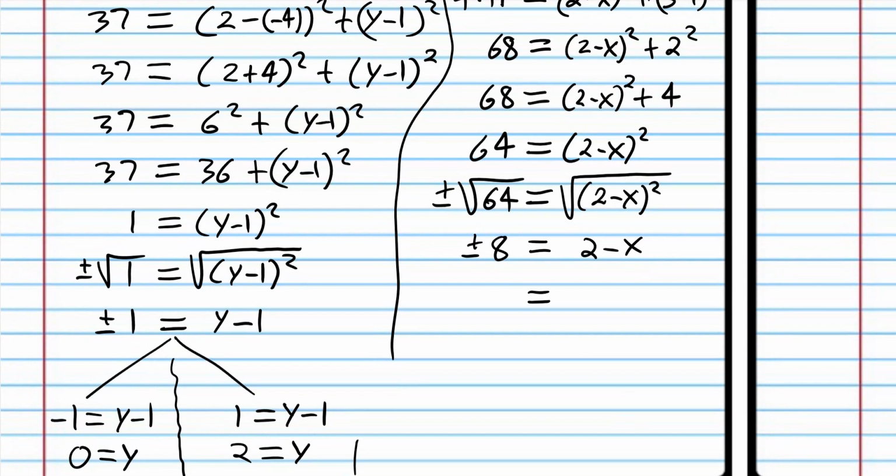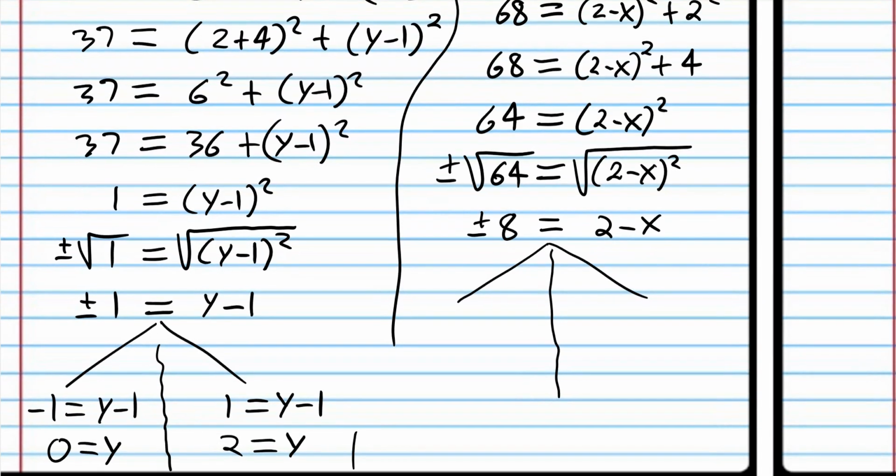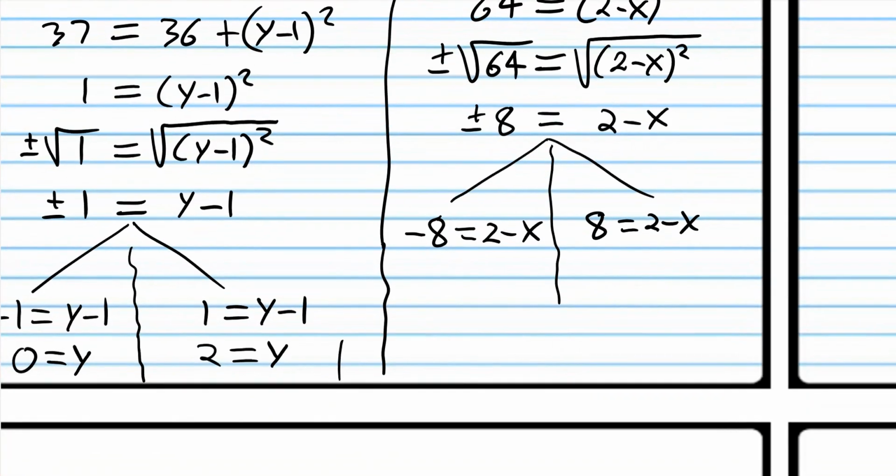And now we're going to break it up into two equations, because it can be positive 8 or negative 8. So if it's positive 8, we have 8 equals 2 minus x. And if it's negative 8, we have negative 8 equals 2 minus x. And then we just solve. So solving on this side of the equation, we are going to subtract 2 from both sides, and we get negative 10 is equal to negative x. Divide both sides by negative 1, and we get x is equal to 10. And over here, if we subtract 2 from both sides, we get 6 is equal to negative x. Divide both sides by negative 1, and we get x is equal to negative 6.